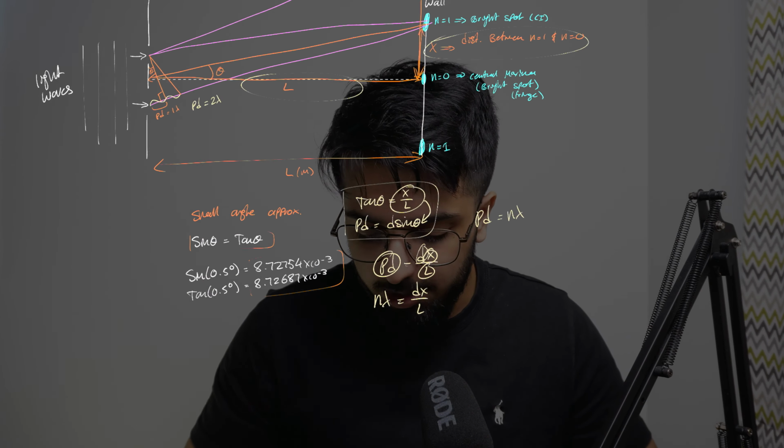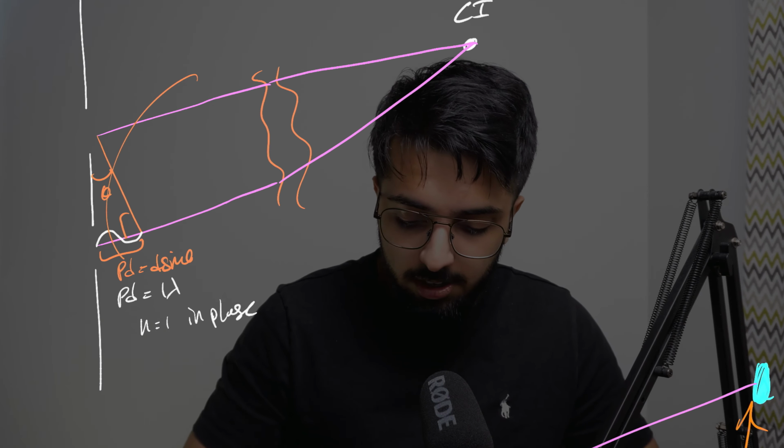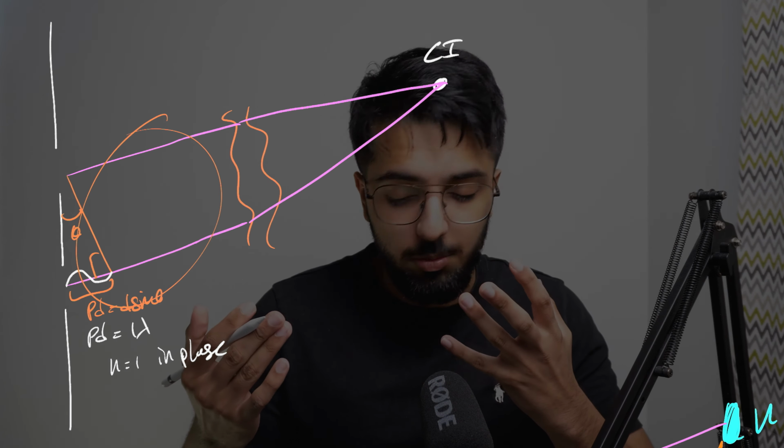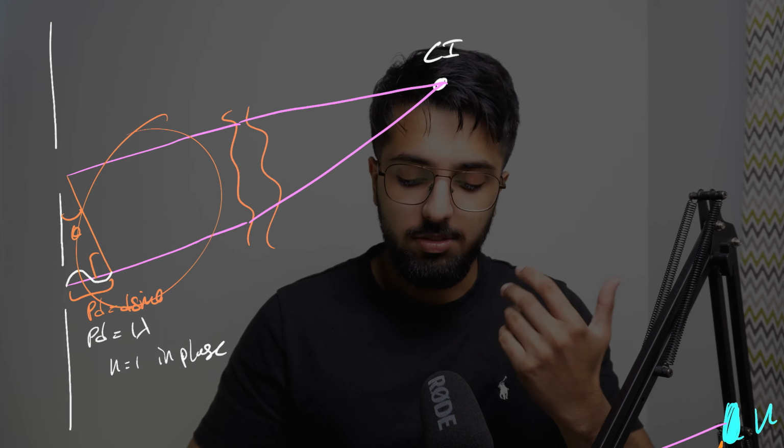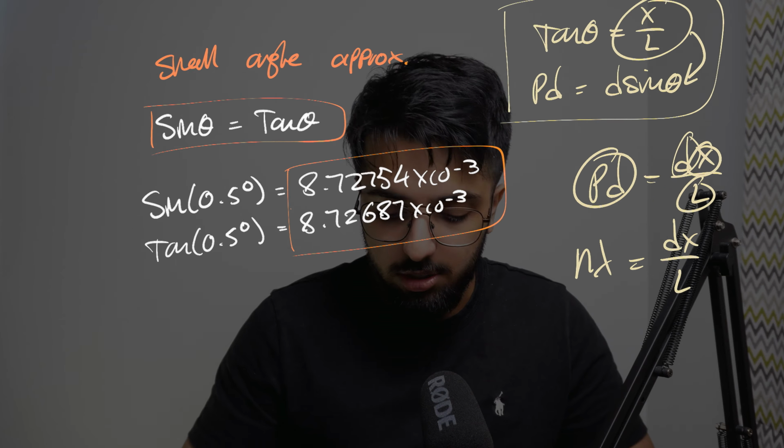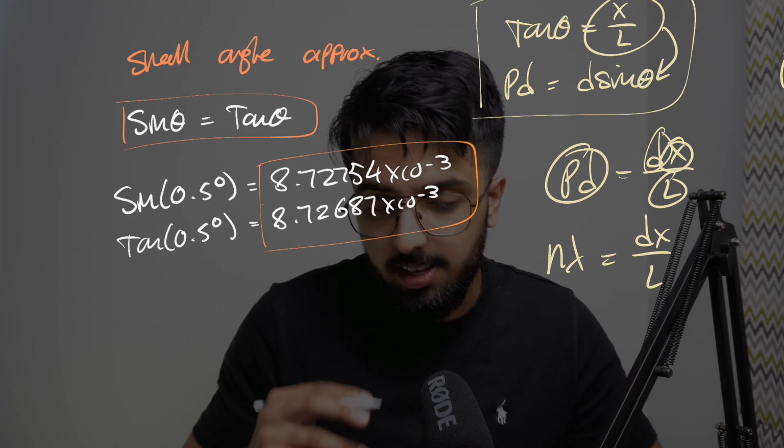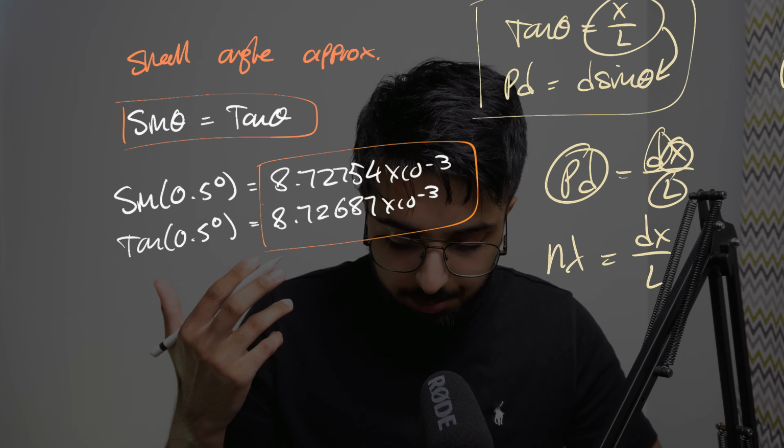So that is how we can approximate our light rays to be parallel, and that's because of the scale that we're working with, like I said previously, and so therefore we can make our small angle approximation and say that sine theta is equal to tan theta.